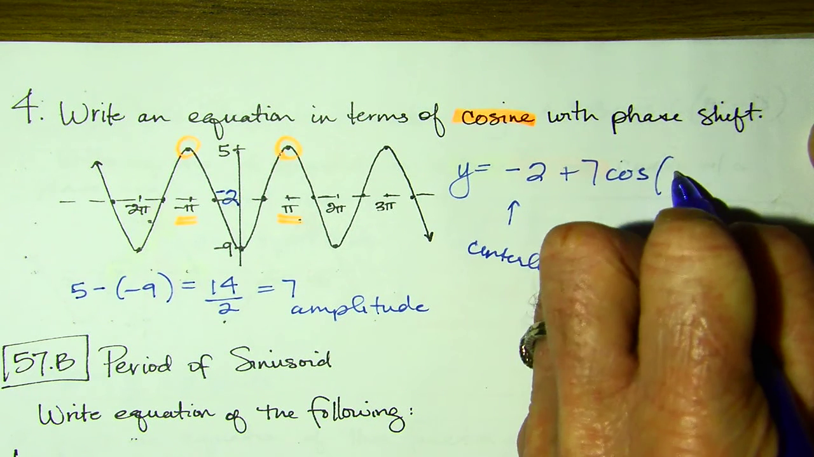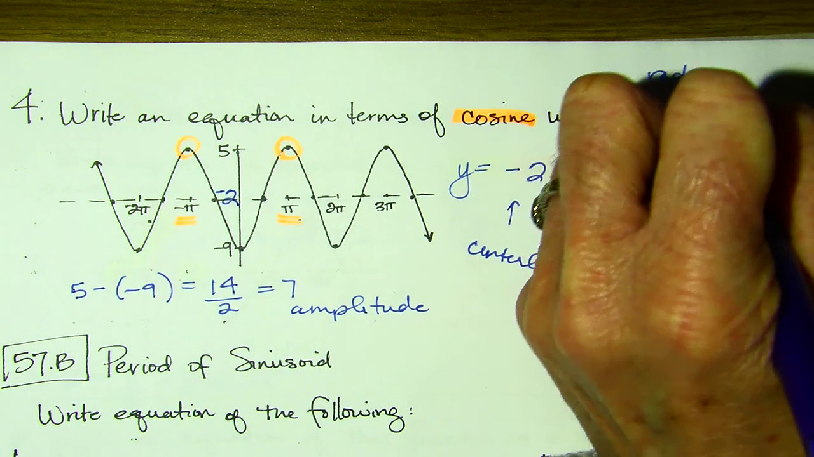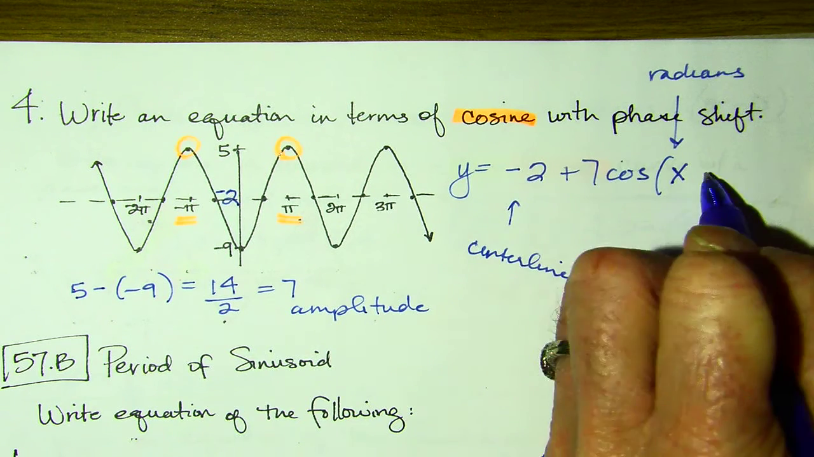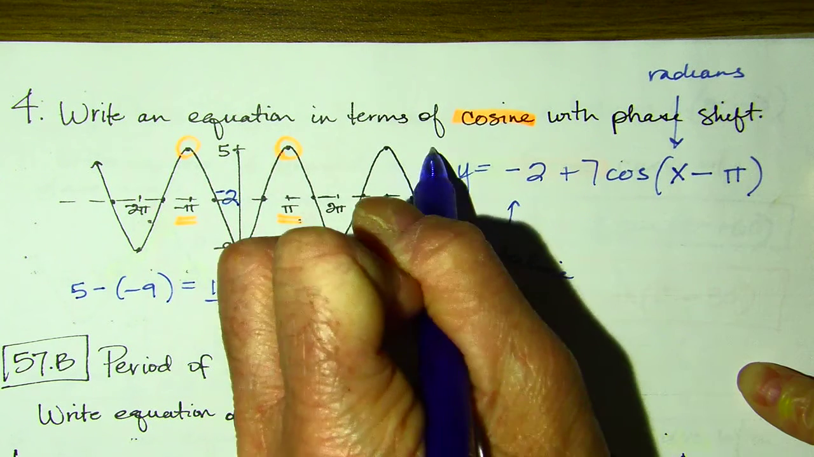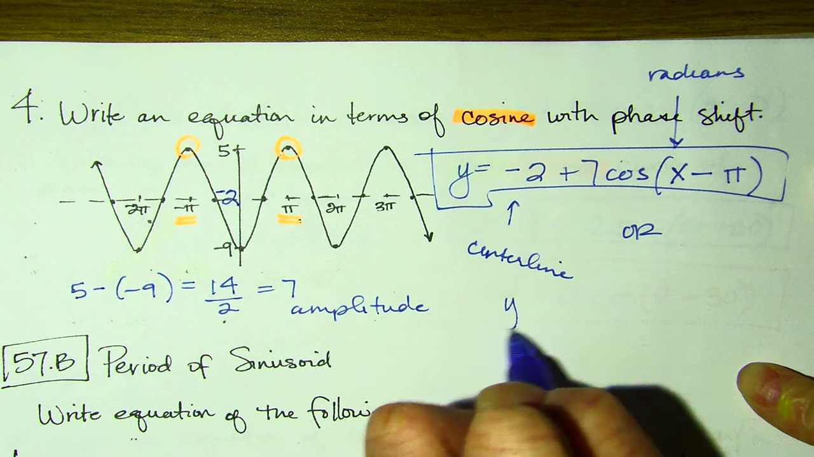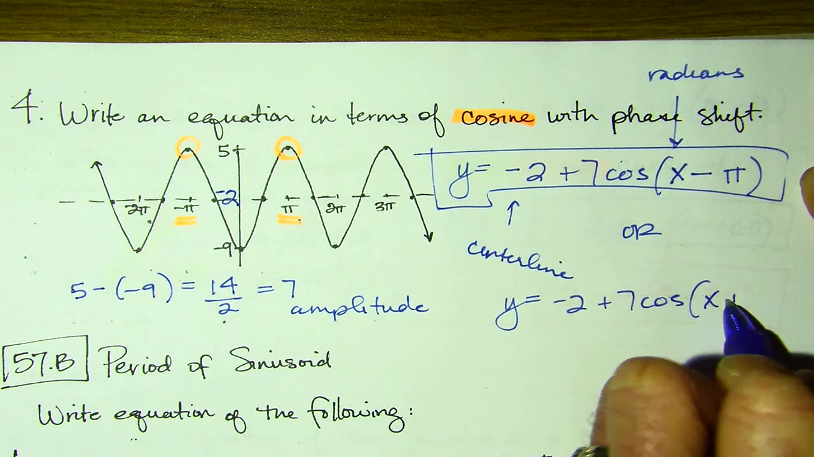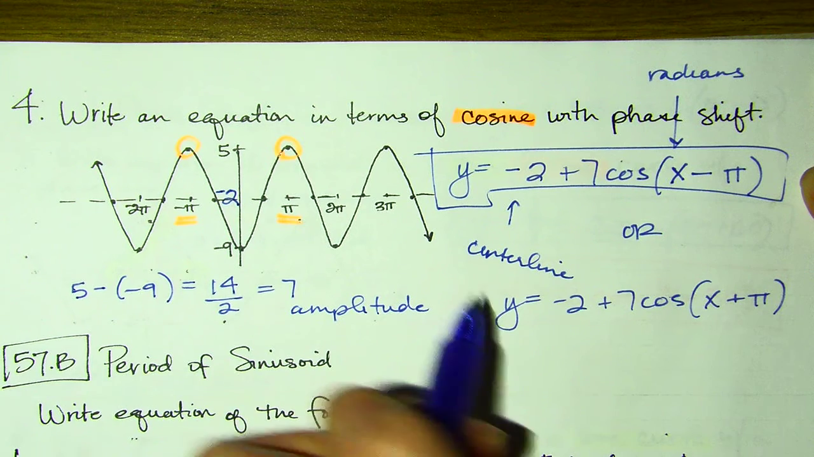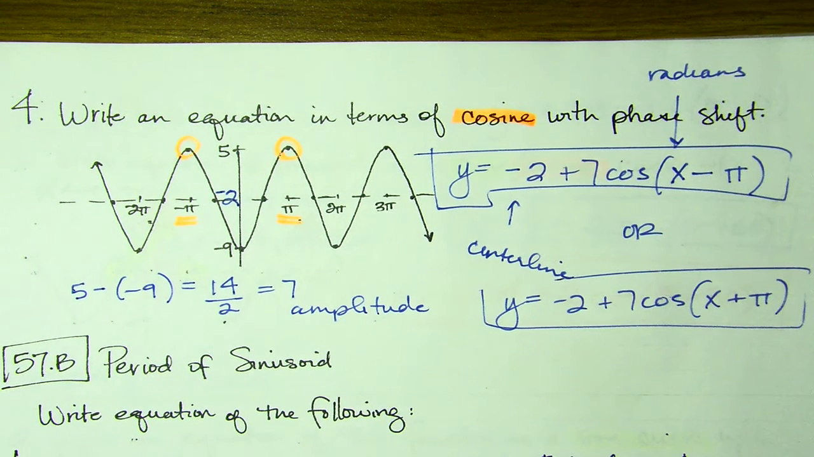My phase shift, I'm using x because my graph is in radians. And I can either use the positive pi, which would mean minus pi. So this is one option. Or you could say y equals -2 plus 7 cosine x plus. You could use the negative one. Now the reason there's 2 here is because those are the same distance from the center.